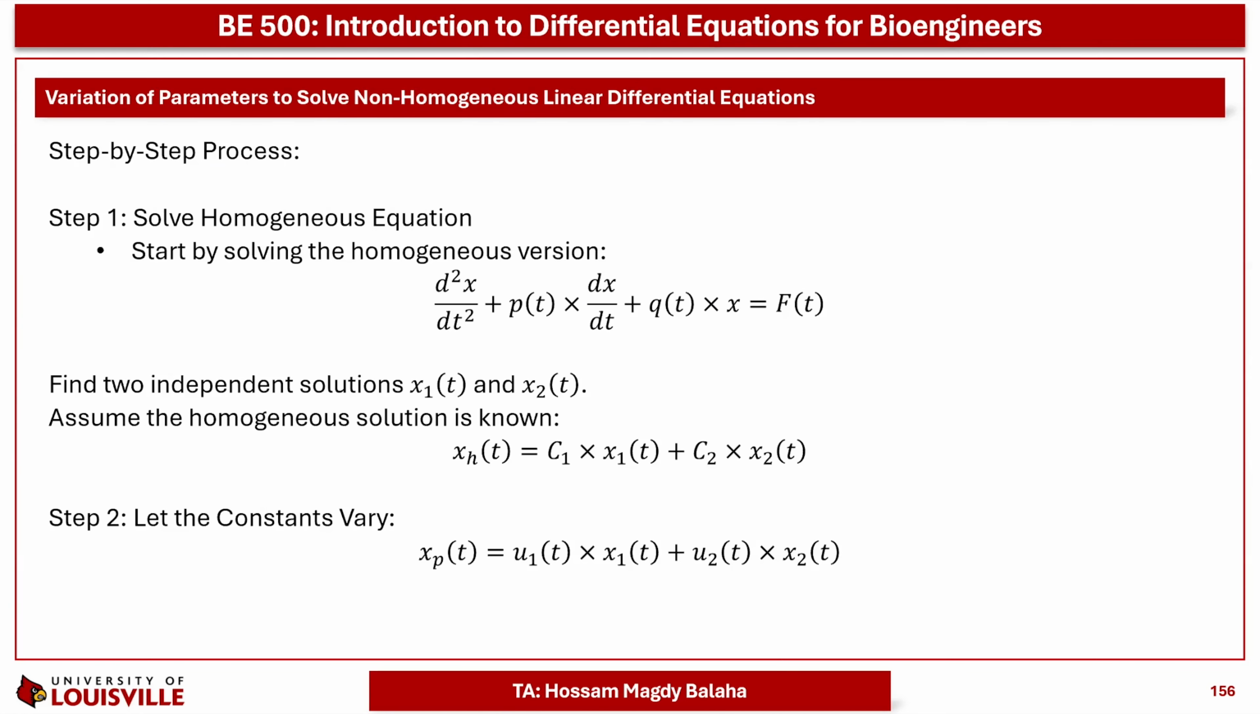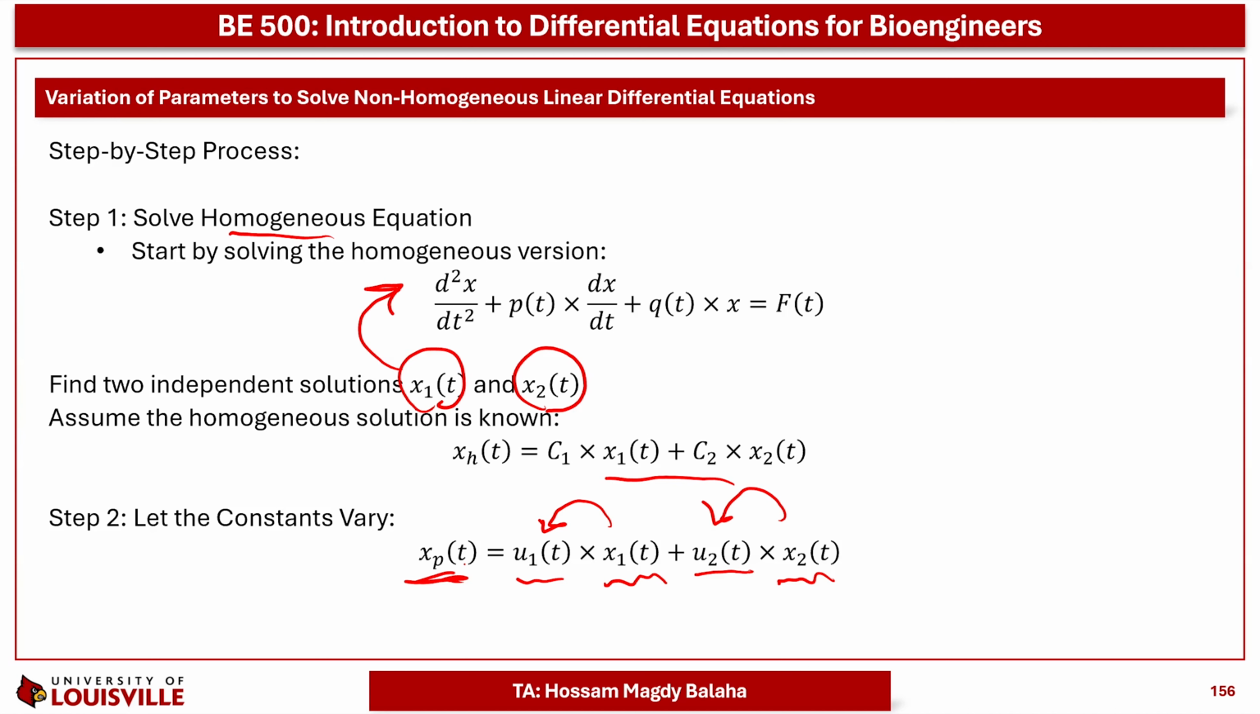We have 3 steps. First, find the homogeneous equation and find the corresponding solution to get the homogeneous solution, as we did with the previous method, the undetermined coefficients, and then using the values of x1 of t and x2 of t, which are retrieved from the homogeneous solution as they are written in this form, move to the second step by letting the constants vary. How? Simply multiply the first solution by u1 of t and multiply the second solution by u2 of t. Now we need the values for u1 and u2 so that we can get the final particular solution.